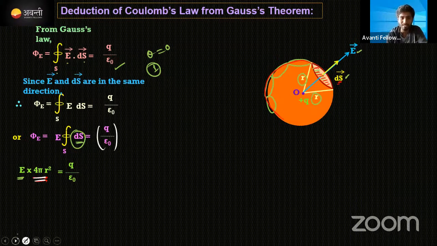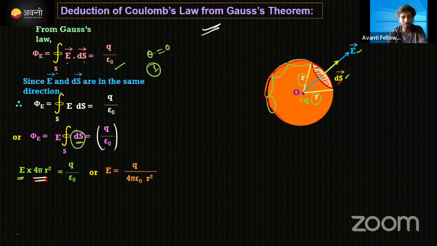Correct? Actually we need to deduce Coulomb's law here. Coulomb's law means you need to explain force here, right? Then look, I will take 4 pi r square to the right hand side, then it will become q divided by 4 pi epsilon naught into r square. I'm just cross multiplying, right? I'm getting E equals q divided by 4 pi epsilon naught into r square.